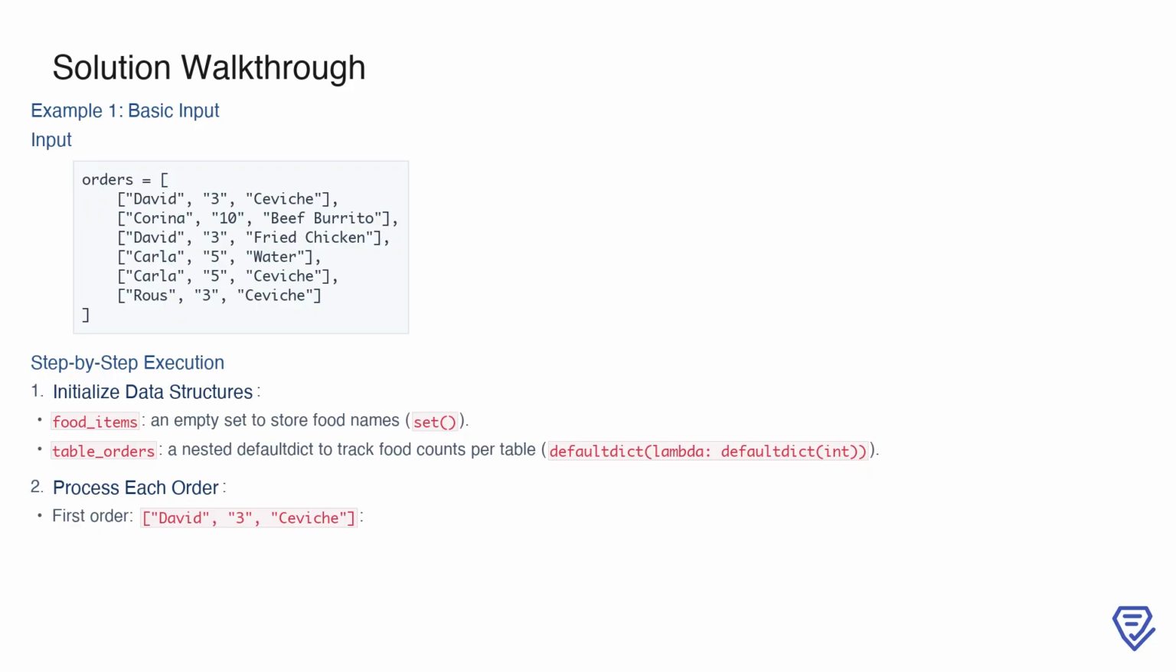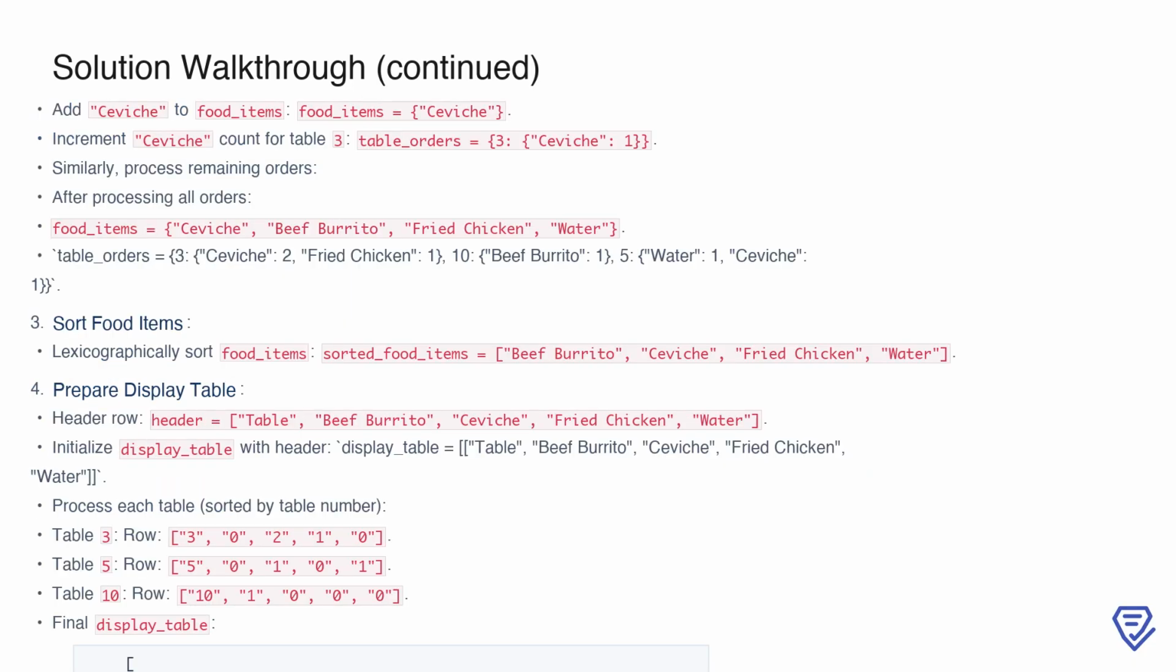For the first order, David, 3, ceviche, we add ceviche to the food_items set and update the count for table 3 in table_orders. This approach will allow us to systematically process all orders and build the required data for the final display table. Now, as we process each order in the input list, we update our data structures. For example, after adding the first order, food_items contains just ceviche, and table_orders tracks that table 3 has one order of ceviche. As we process the remaining orders, we continue to update these structures.